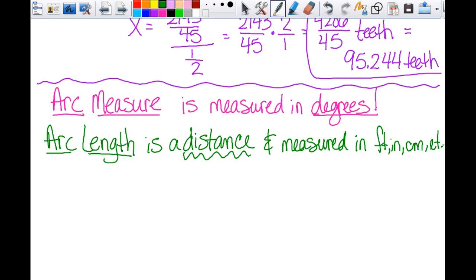So arc measure is measured in degrees. It's out of 360. Arc length, think of it as a distance so that you're not getting them confused, because you could be asked for both things in one question and you have to know the difference between the two. Okay? Any questions at all? We good? Awesome. Go ahead and get it glued in.